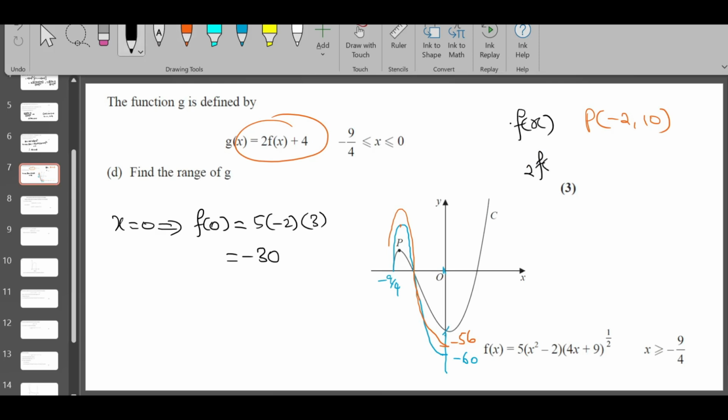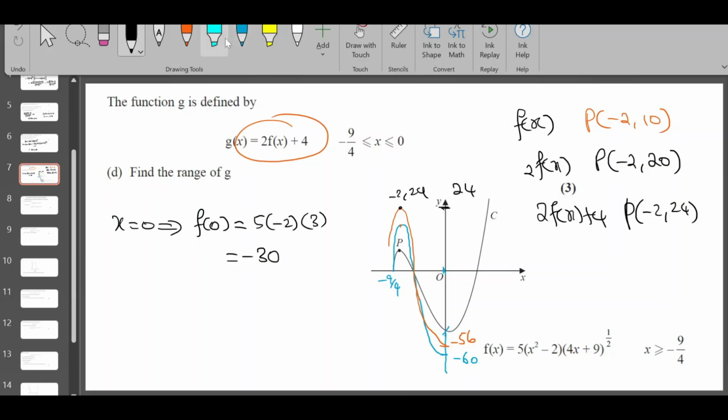That's the point on f of x. When you apply 2f of x, the point is going to be P of minus 2, 20. When you apply 2f of x plus 4, that's going to be minus 2, 24. This point is P of minus 2, 24. So the y coordinate is 24. So the range is from minus 56 to this, right?